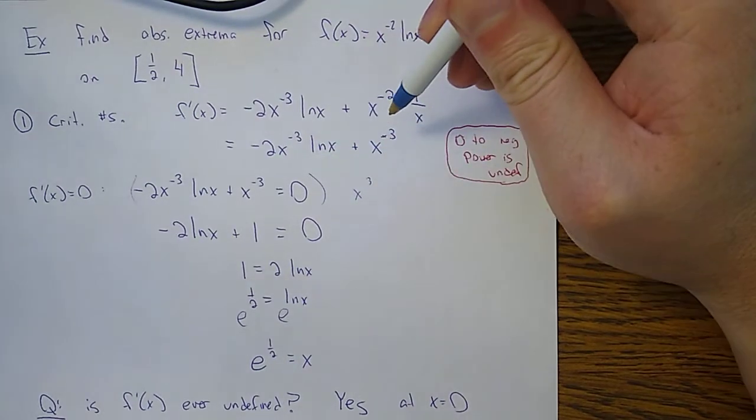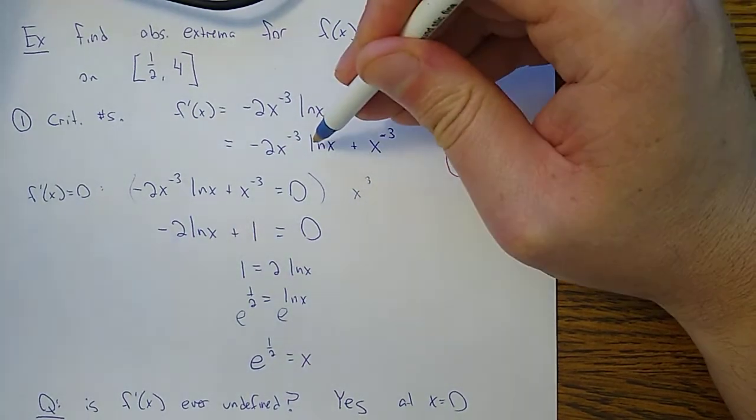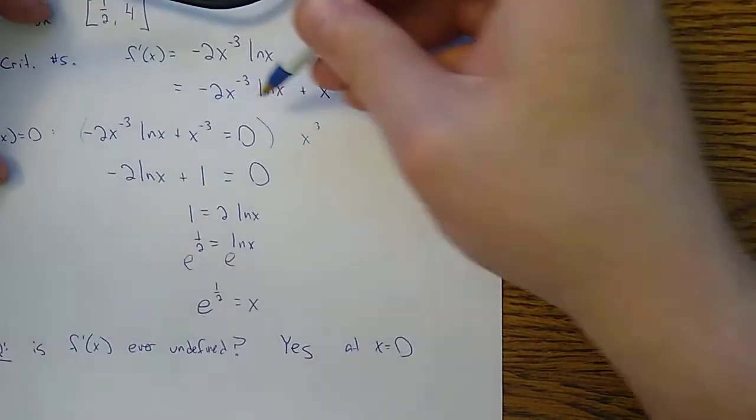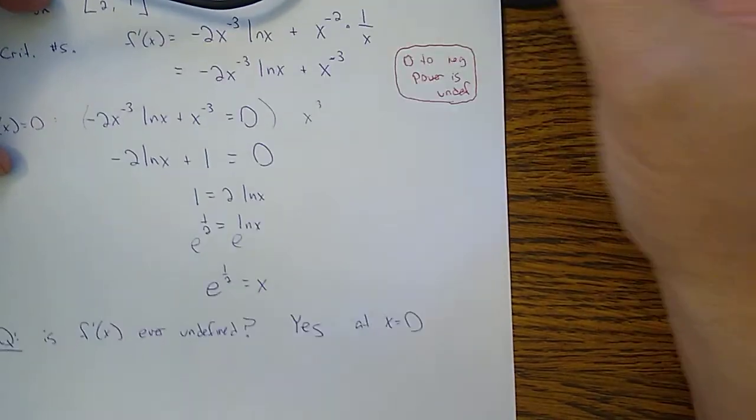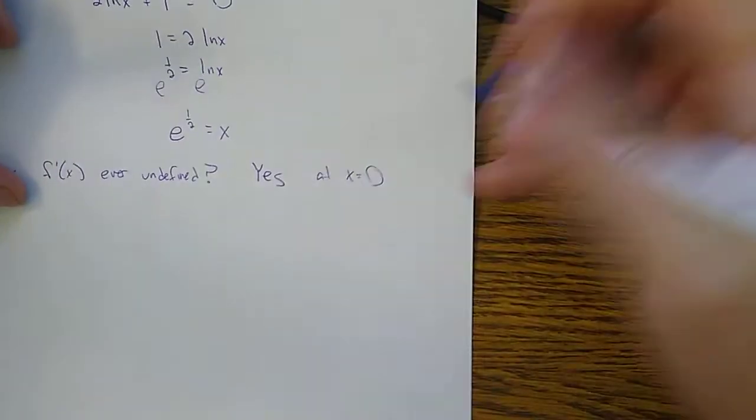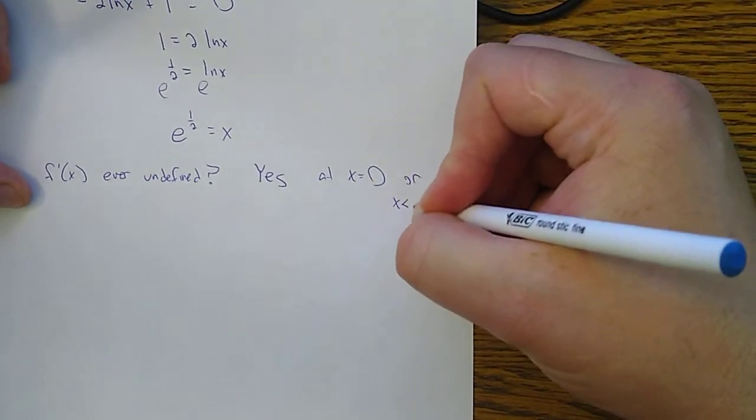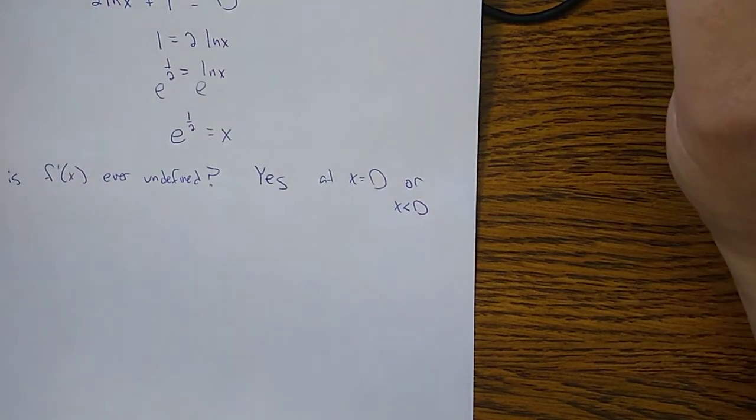You also have to worry about the domain of natural logarithm. Natural logarithm can only take positive values. So actually this would be undefined if x is 0 or negative. Well, we already knew it was undefined if it was 0. So it's also undefined if x is less than 0.